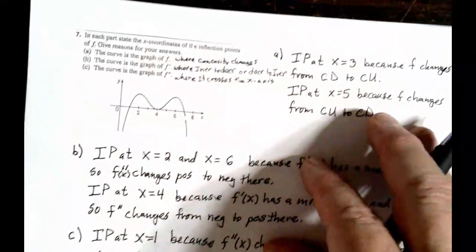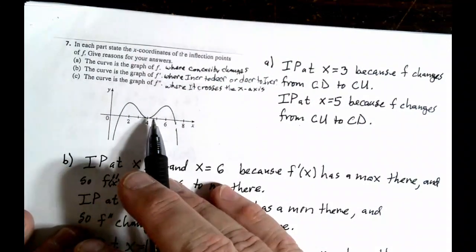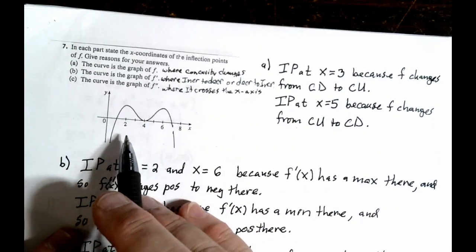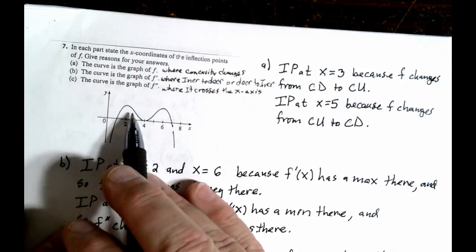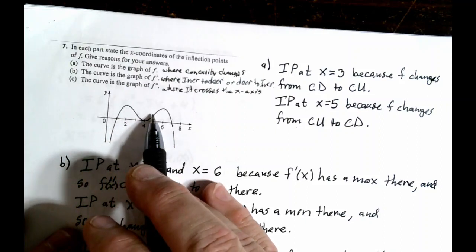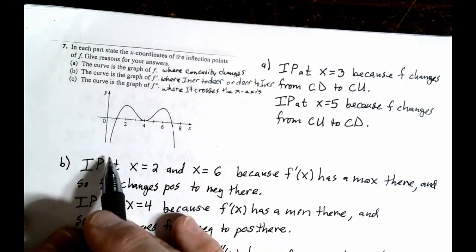Number 7, they say the curve of this is f. How do you find the inflection points? Well, it's where concavity changes. Concavity is down until here, so there's an inflection point there. Concave up, and then it changes to concave down here, so there's an inflection point at 3 and 5.